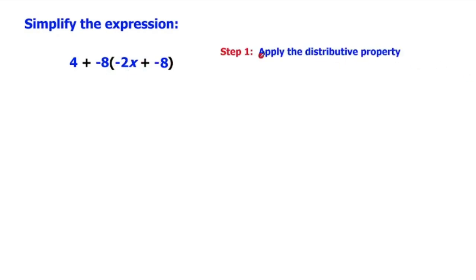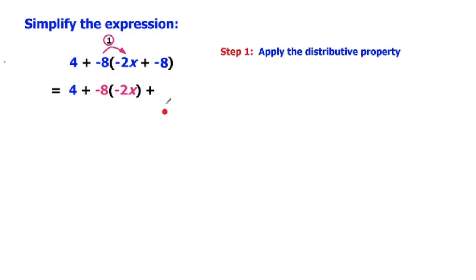So the first thing we have to do here is apply the distributive property. So we're going to first multiply this negative 8 into this bracket. So we're going to multiply negative 8 times negative 2x.